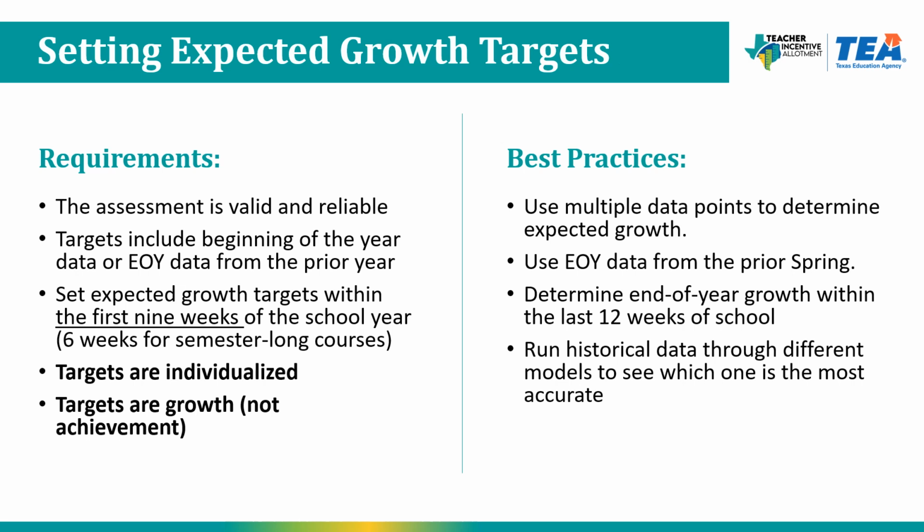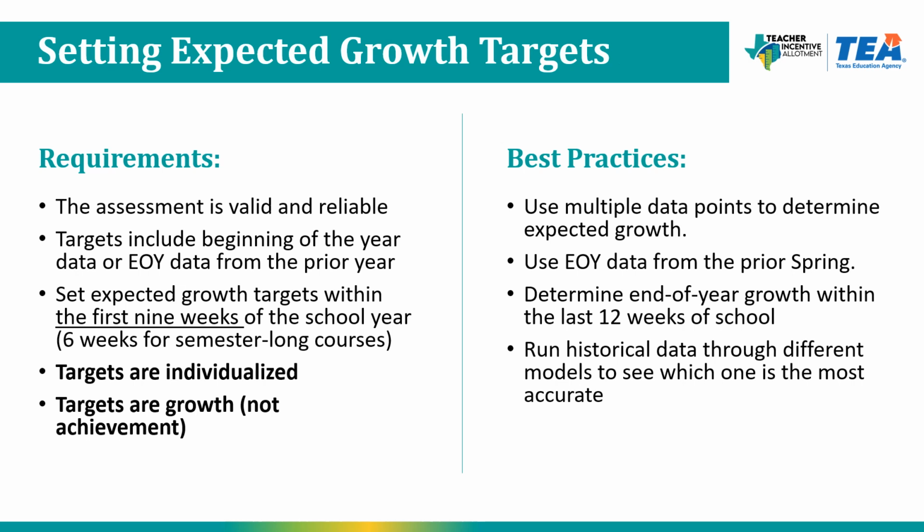When establishing these targets, we consider either the beginning of the year data or the end of the year data from the prior year. For instance, using STAR transition table from the 2023 Spring STAR administration to set growth targets for the 23-24 school year. The goal is to provide a clear starting point and a reference for growth expectations. Expected growth targets must be set within the first 9 weeks of the school year. For semester-long courses, this window is condensed to 6 weeks.